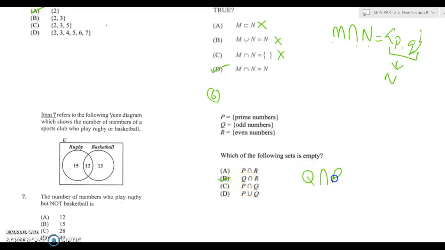Q intersect R. That is telling us that Q are odd numbers and R are even numbers. There are no odd numbers and even numbers that are in common. So therefore, this will give us an empty set because there's nothing in common between set Q and set R, right? So the answer is B. Which of the following sets is empty? Q intersect R.